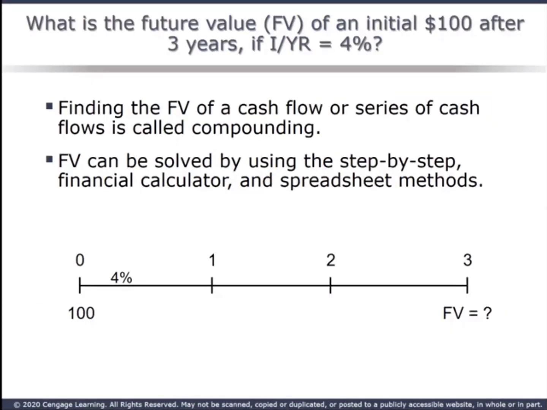Here's an example of compounding. What's the future value of $100 invested at 4% for 3 years? The timeline shows the value and what we're solving for. We can find this future value in several ways: step by step manually, using the financial calculator, and using Excel, and we'll look at all 3.